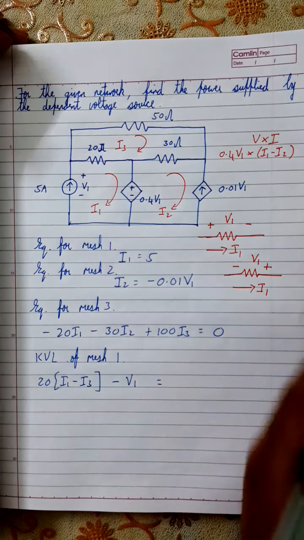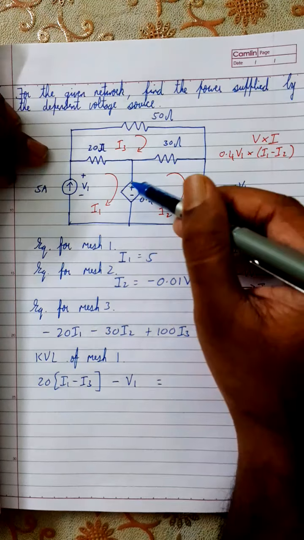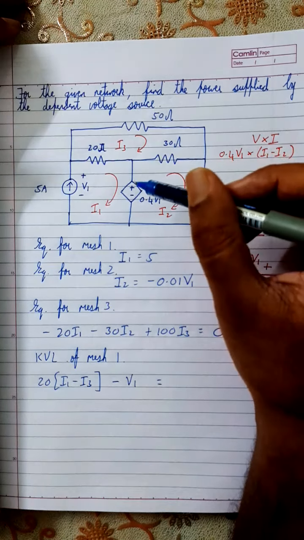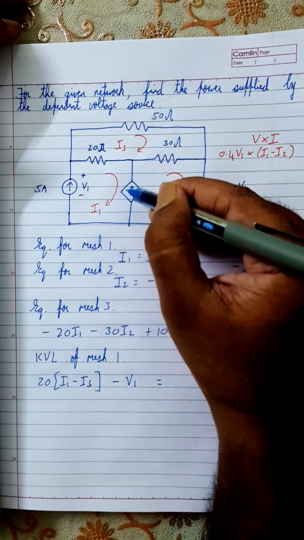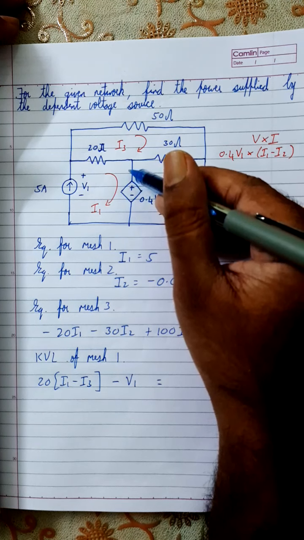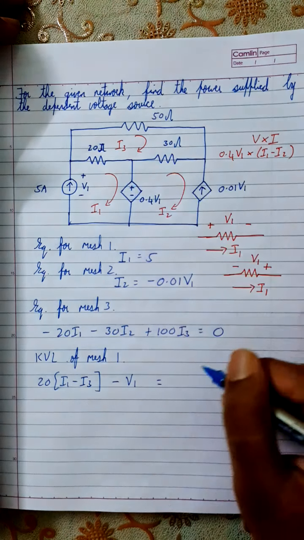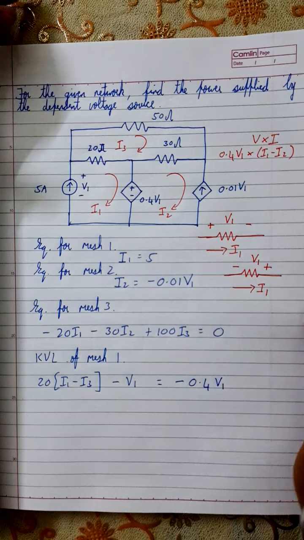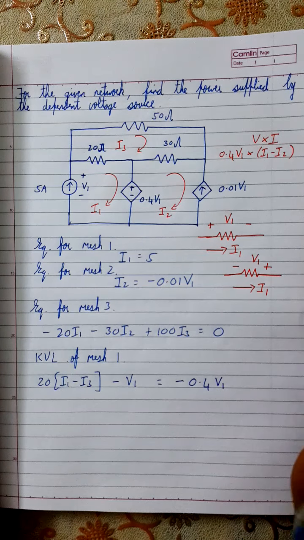Now let's see the voltage source. This is the only voltage source over here, right? In this voltage source, the current I1 is flowing into the positive terminal, which means this positive terminal is not generating current, it is opposing current. Therefore, it is minus 0.4 V1. This is the equation.